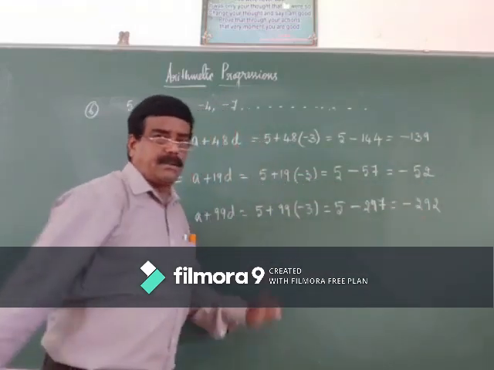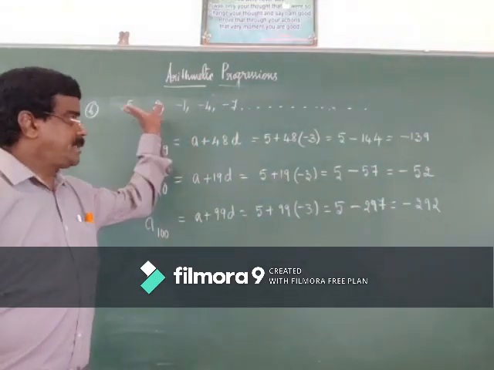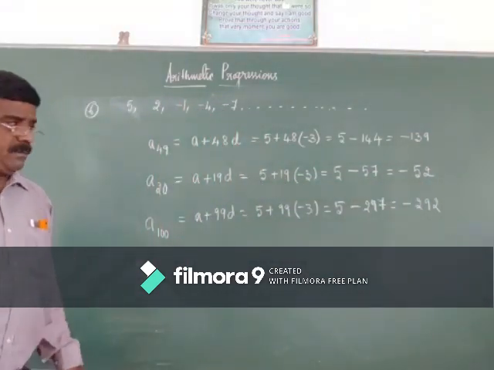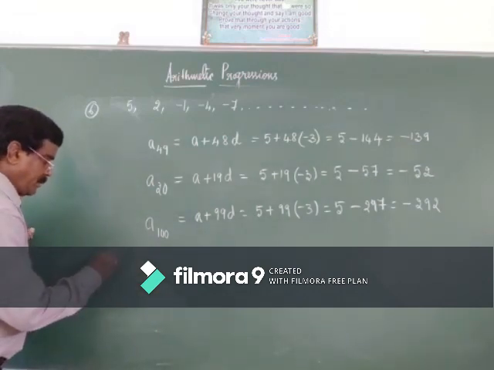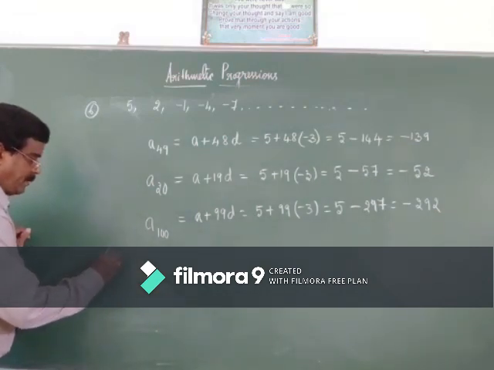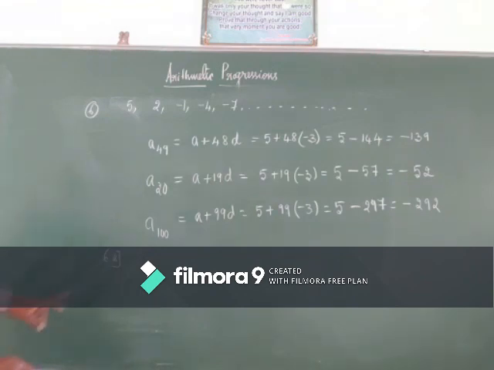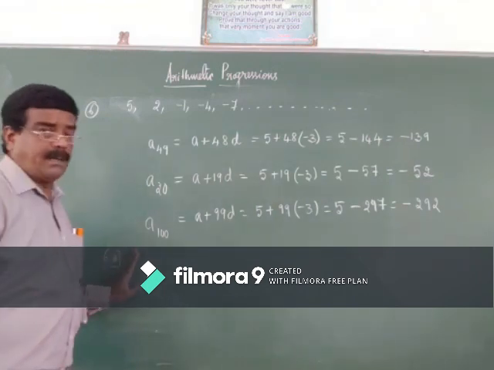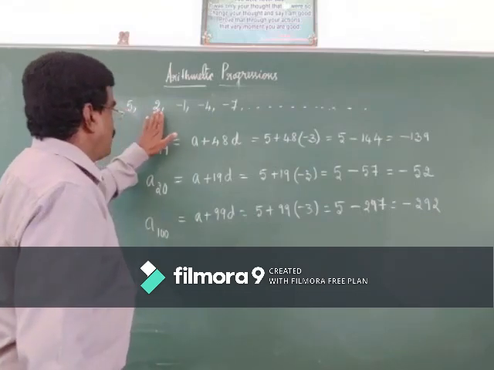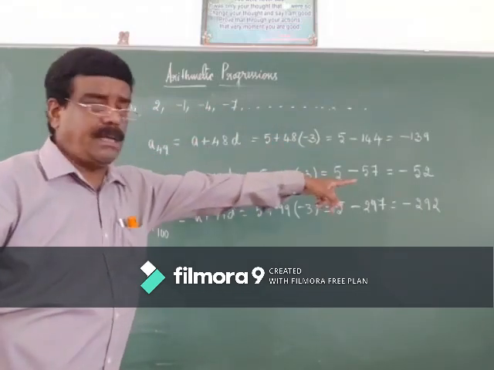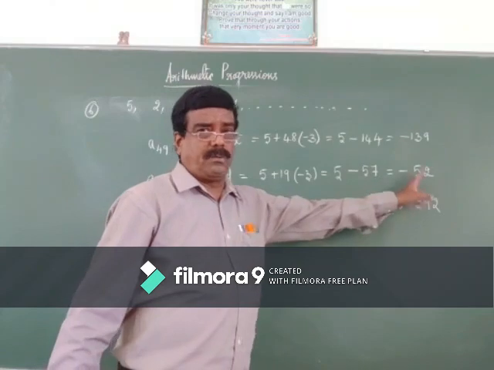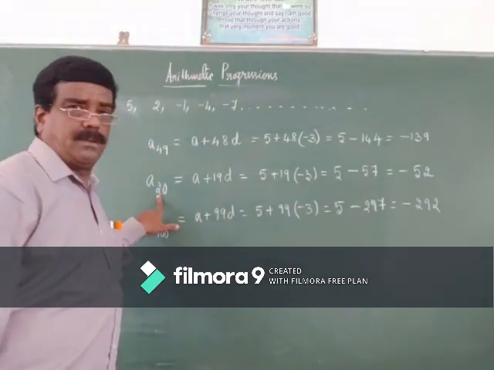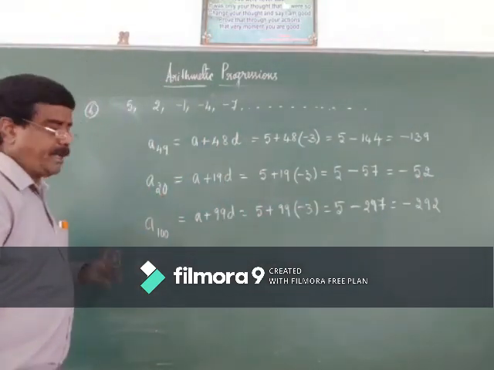So here, children, there are 3 questions from the same AP. Now what is the question here? That is 6A. You can frame the question as: find the number of terms in the AP 5, 2, minus 1, minus 4, and so on, till minus 52. That is one question. Your answer should be 20.